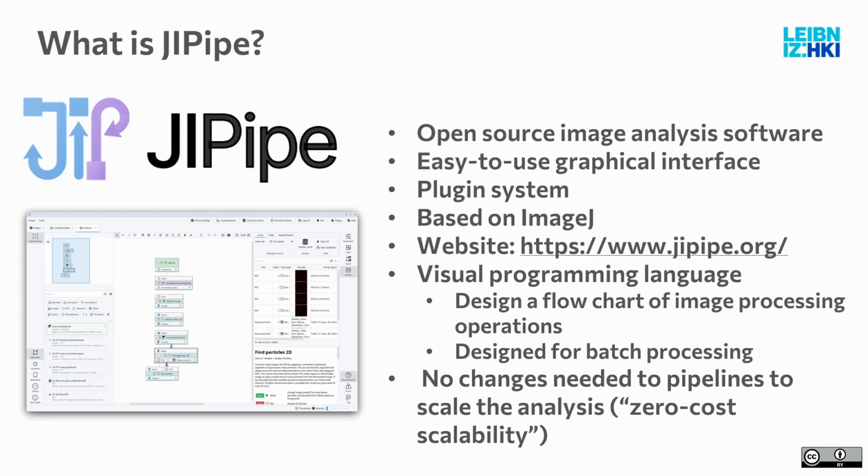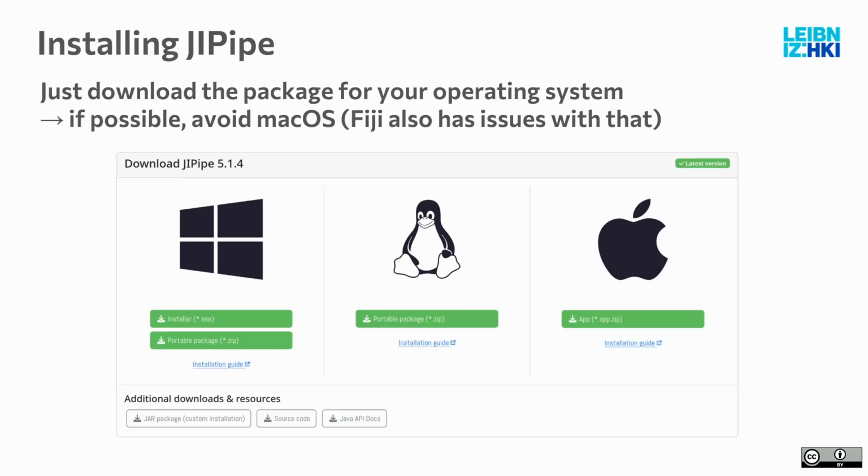So as shown before, installing JIPipe: download ideally the package from jipipe.org. Not install it into your Fiji. Sometimes Fiji updates things and then this breaks. And JIPipe comes also with a copy of Fiji when you download this package.